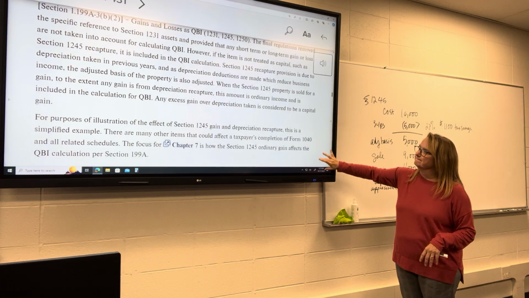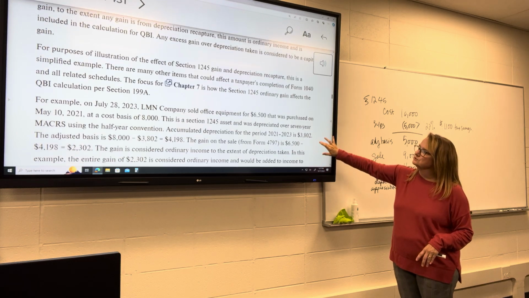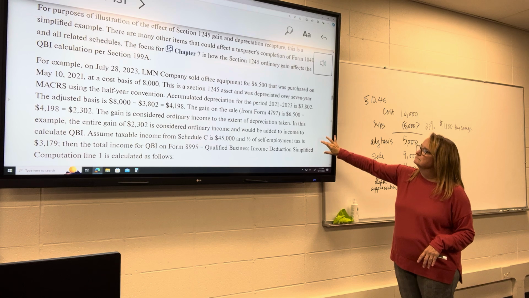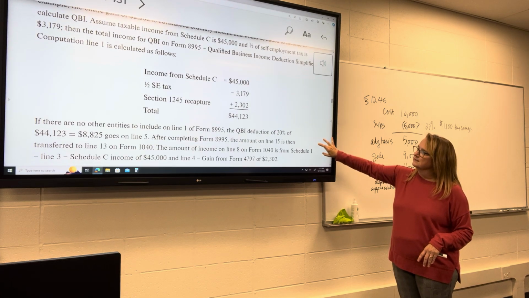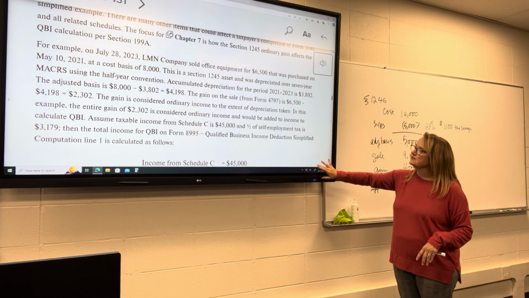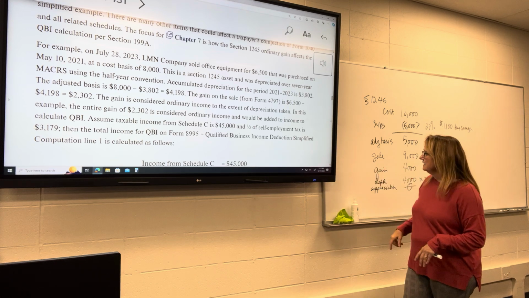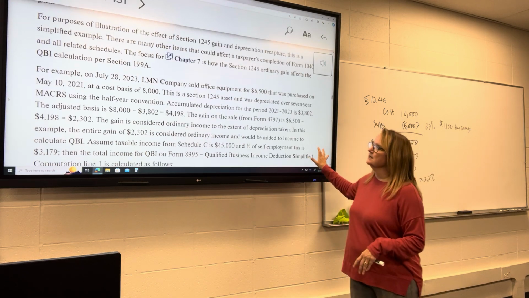All right. What else do I want to say? What are they doing here? Oh, this is with the QBI calculation. So if they do have to add back QBI, let's look at this one so you can see how it works.